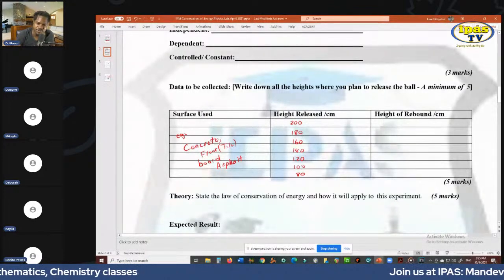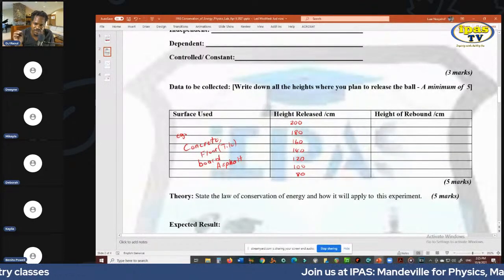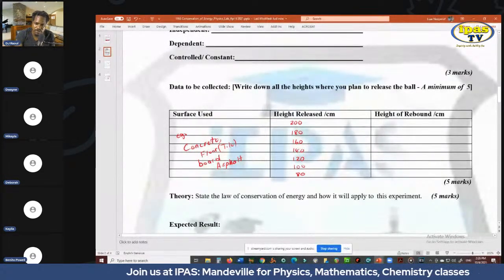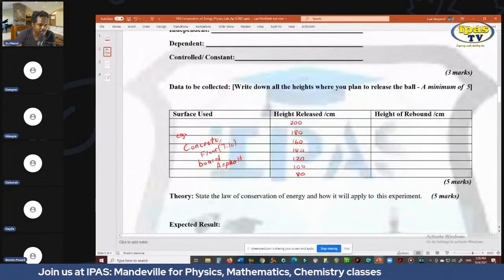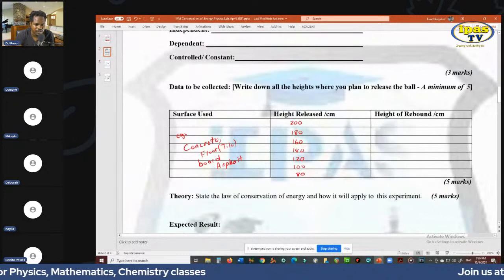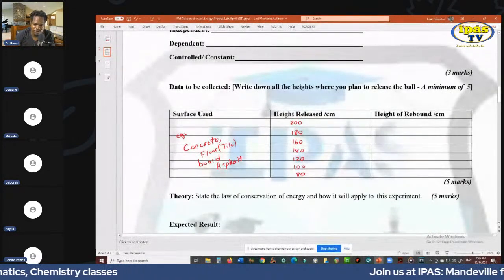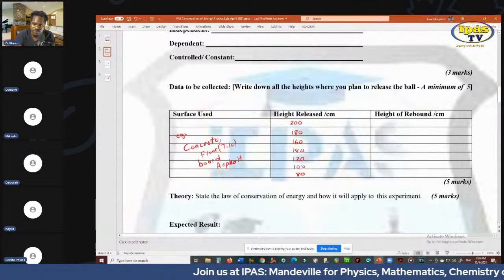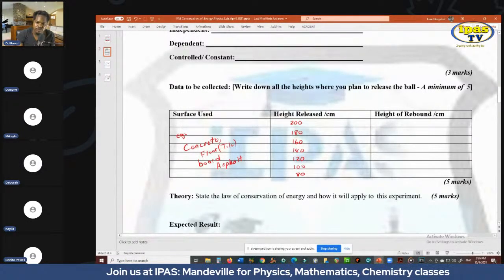Yeah, so those are different surfaces. Remember, guys, if you're changing the height of the release, then you have to keep the surface constant. If you're starting with concrete, you're sticking with concrete. Don't move from the concrete to the floor and still do the same experiment. That's wrong. So remember, keep the surface constant.